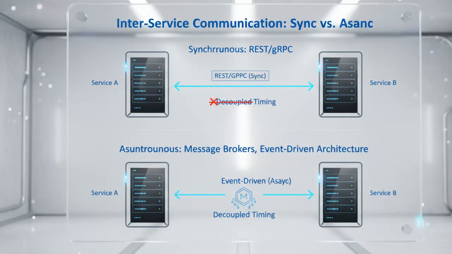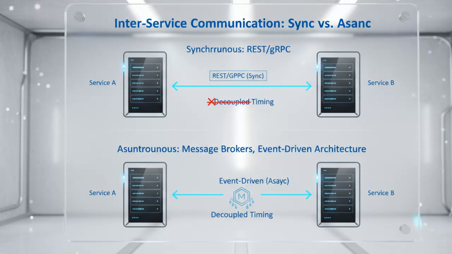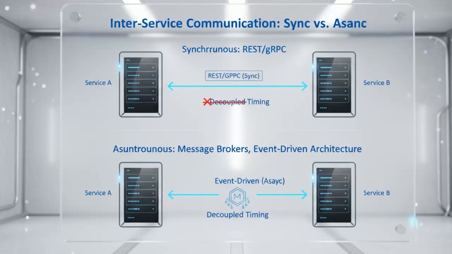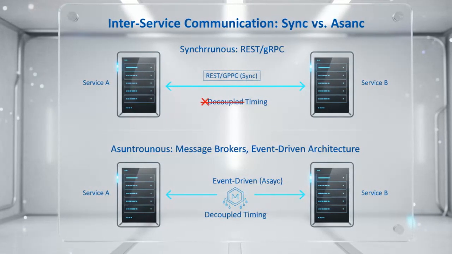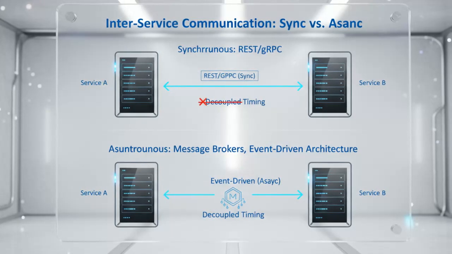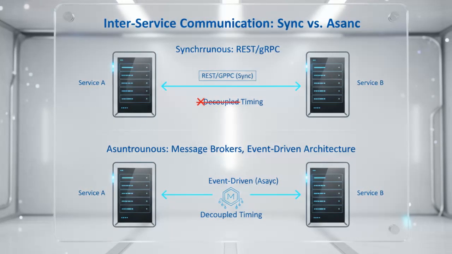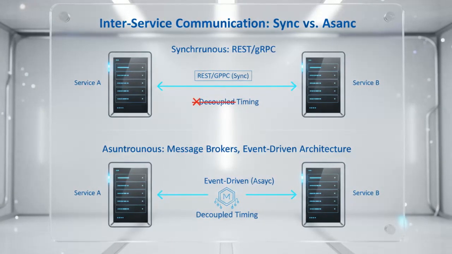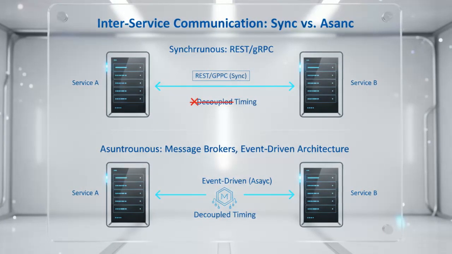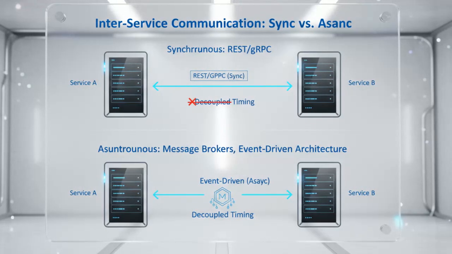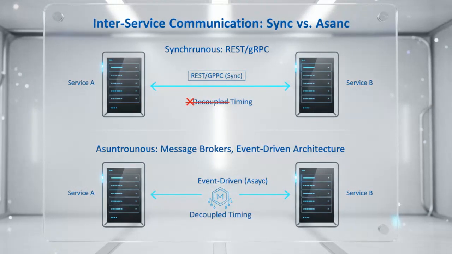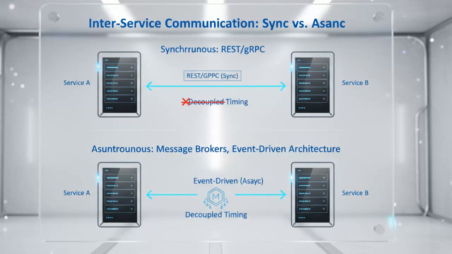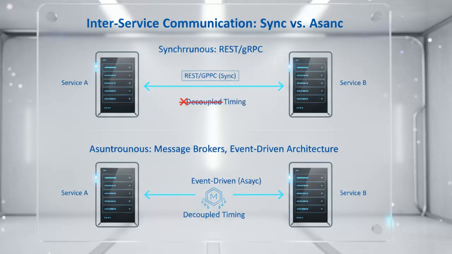Services need to talk to each other to fulfill complex requests. There are two primary ways to do this: synchronous and asynchronous communication. Synchronous communication usually uses REST or gRPC, where Service A waits for a response from Service B. It's simple, but can lead to bottlenecks. Asynchronous communication uses a message broker like RabbitMQ or Kafka. Here, Service A drops a message into a queue and moves on. Service B picks up the message whenever it's ready.